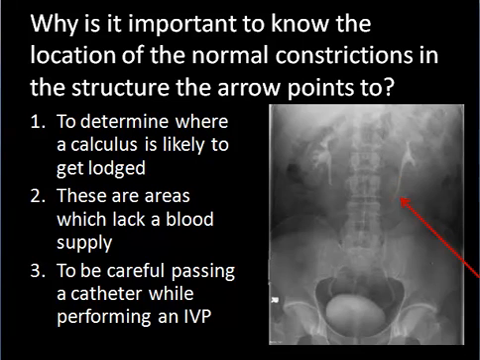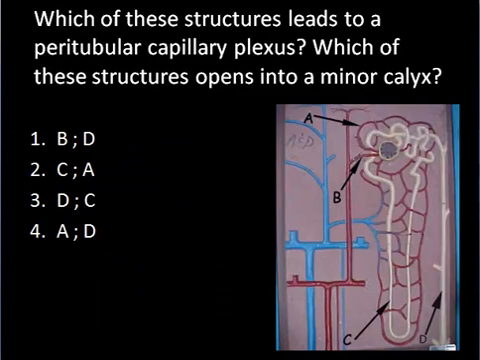Now let's look at the third question, which asks, which of these structures leads to a peritubular capillary plexus? That's the first part of the question. And which of these structures opens into a minor calyx? So let's first identify all these structures. So A, as you can see here, is the efferent arteriole.